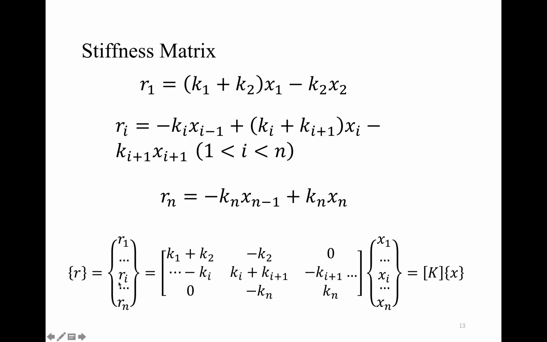If we see these three equations together and collect them, we can see a total matrix equation like this. For the case i equals 1, we have K1 plus K2, minus K2. For the case larger than 1 and smaller than n, we have minus Ki, Ki plus K(i+1), minus K(i+1). For the last case, n, we have minus Kn, Kn. So by these three rules, we can calculate the K matrix from each floor stiffness K1, K2, K3, right?